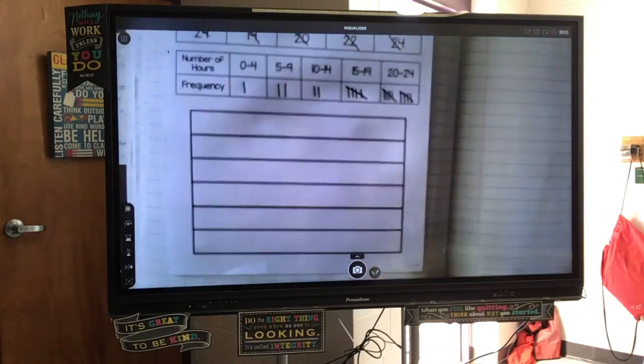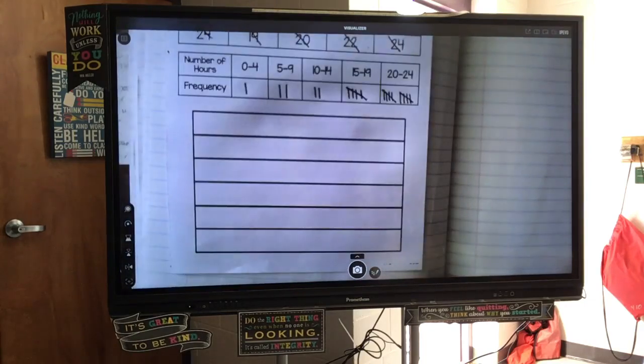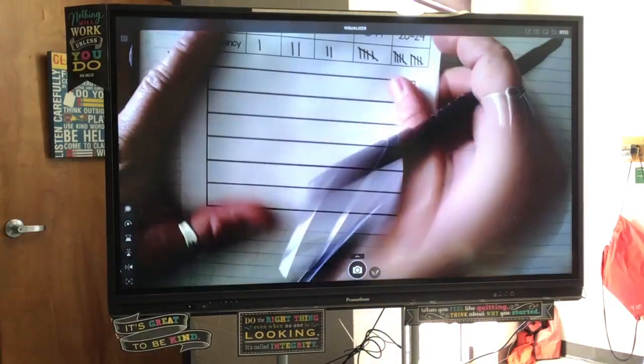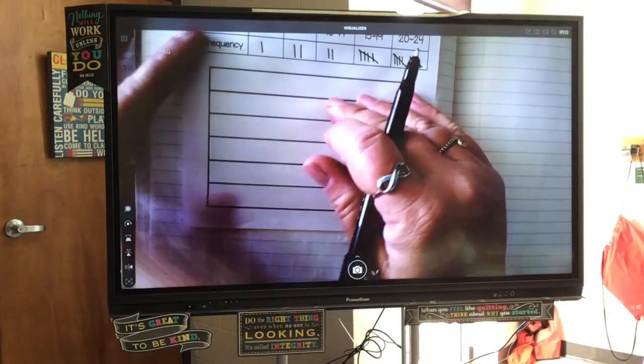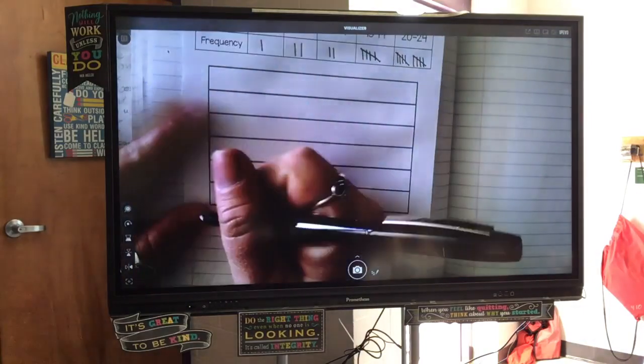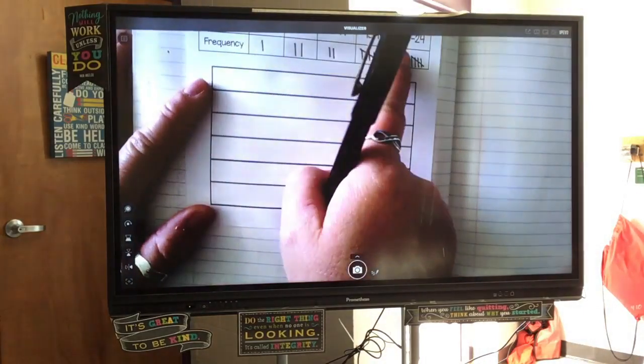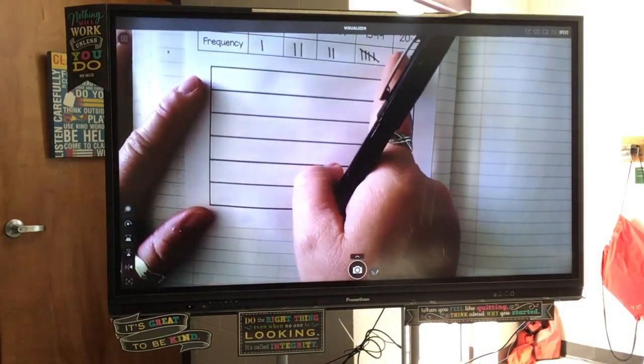All right, so we've gotten our frequency table done. Now we have to build our histogram. So at the bottom, our range is what? What's our range, like our class width? So what are we going to label the bottom?